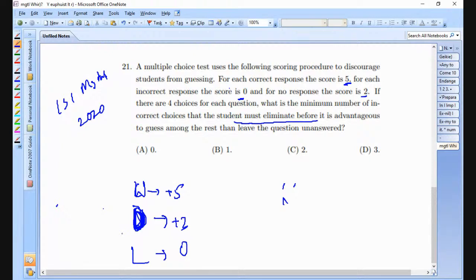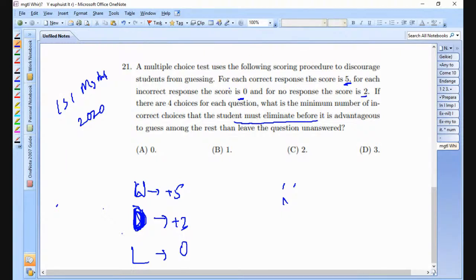Okay, so if there are 4 choices for each question, what is the minimum number of incorrect choices the student must eliminate, so that it's advantageous to guess among the rest than leave the question unanswered? It's a multiple choice, okay? Can I answer? Sure, tell me your ideas.